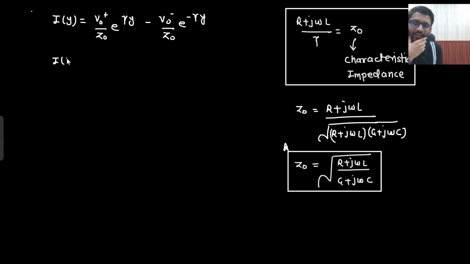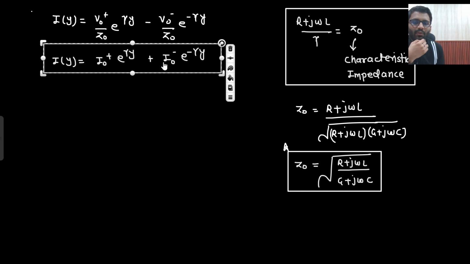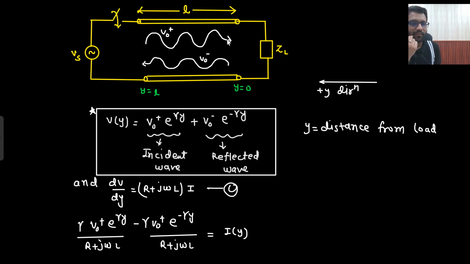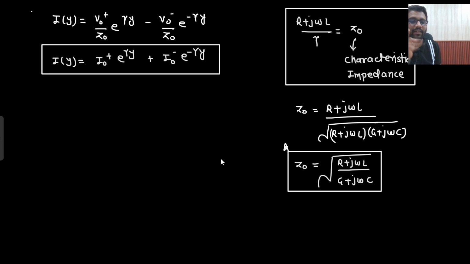Now what I am defining, I(y) is equal to I naught plus e to the power gamma y plus I naught minus e to the power minus gamma y. So this is the other equation I am getting. No need to mug up these formulas, but what you are understanding is that if there is a forward traveling wave of voltage, then certainly there is a forward current wave as well. In the same manner, if there is a reflected voltage wave, then certainly there is a reflected current wave as well.